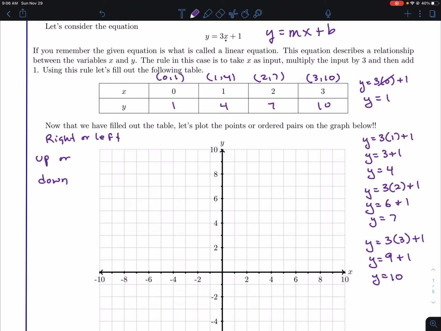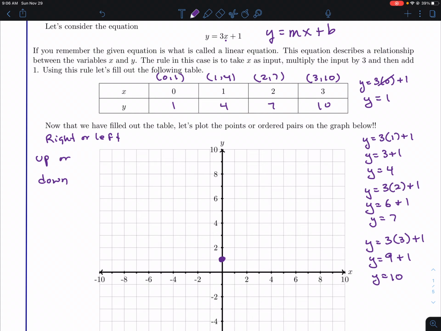And so again, if the x value is positive, we go right. If the number is negative, we go left. If the y value is positive, we go up. If the y value is negative, we go down. So for ours, 0, comma 1, so we always start at the origin. So in this case, we're not going right or left at all because the first number is 0. So we're just going to go up 1. So that's going to be there.